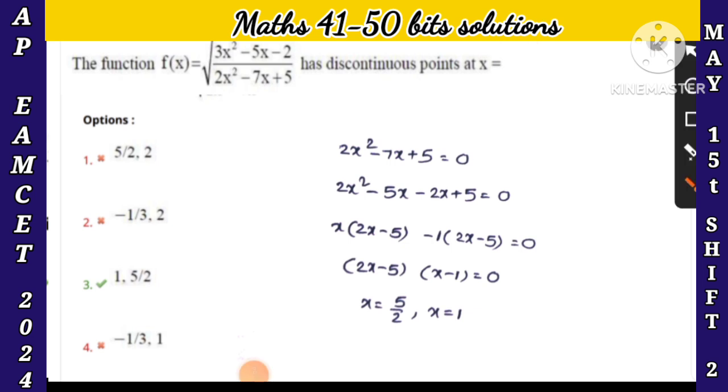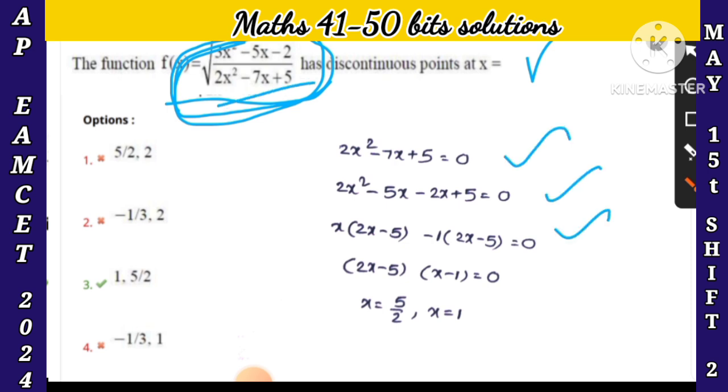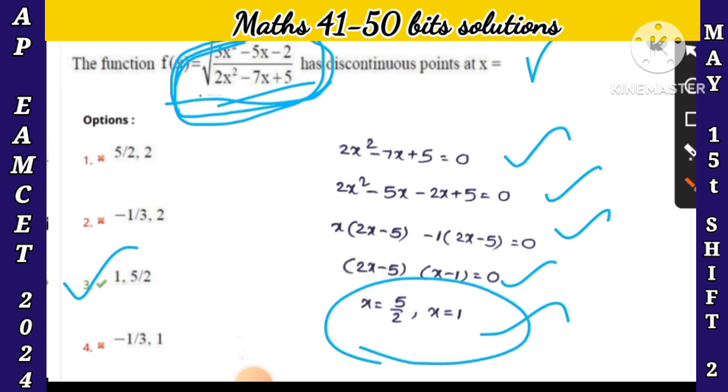The function f of x is equal to square root of (3x square minus 5x minus 2) by (2x square minus 7x plus 5) has a discontinuous point at x is equal to. To find the discontinuous point, simply equate the denominator to 0. Then you get the values x is equal to 5 by 2 comma 1. That is nothing but the required answer.